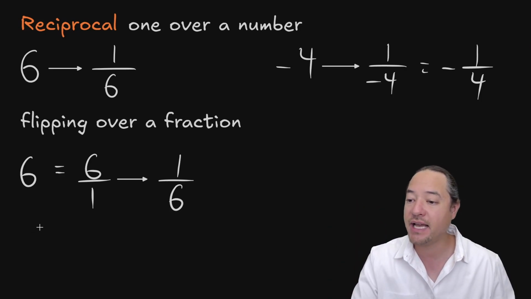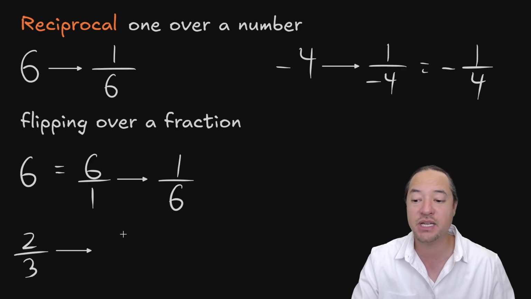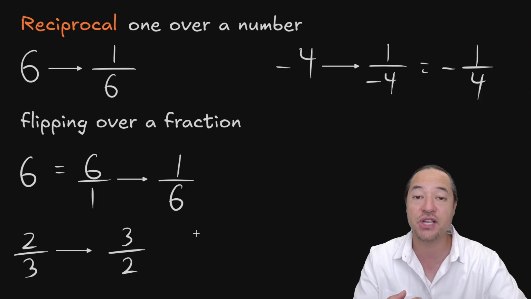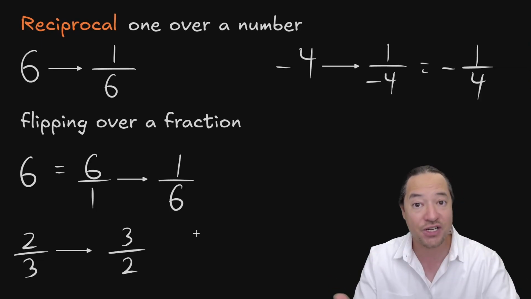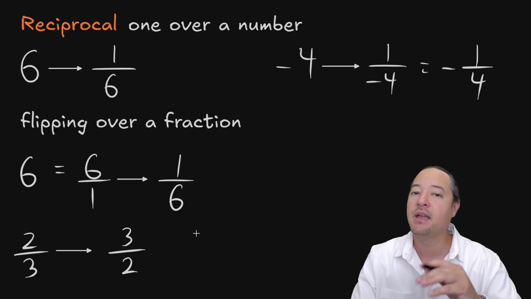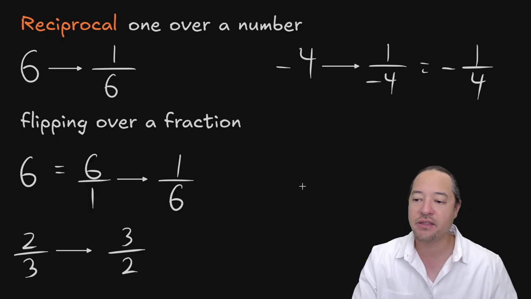And so now we can actually work with fractions like, for example, 2/3. Well, what's the reciprocal of 2/3 going to be? Well, flip it over. It's going to be 3 over 2. Okay, so we can get reciprocals of not just integers, but we can also get reciprocals of fractions by flipping them.